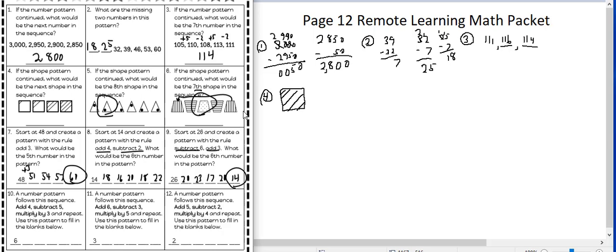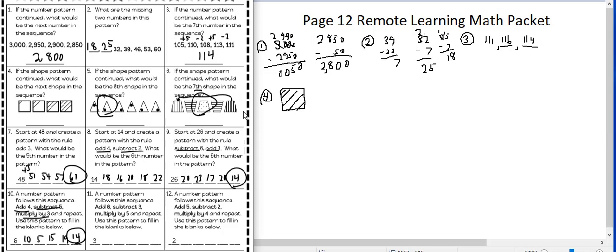All right. A number pattern follows the sequence: add 4, subtract 5, multiply 3. So add 4, subtract 5, multiply 3. So 6 plus 4, 10. Subtract 5, 5. Multiply by 3, 15. Add 4, 19. Subtract 5, 14. So there we got 14 again.